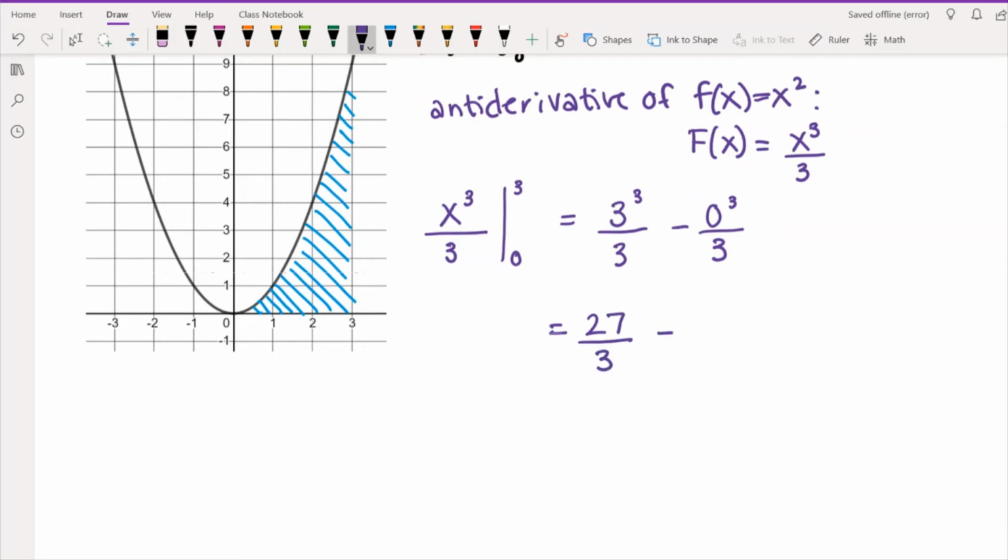And 0 cubed over 3 is 0. And so we end up with 27 over 3, which is 9, which is what we already knew that area was, but now we have really shown it. A couple of things I want to point out.